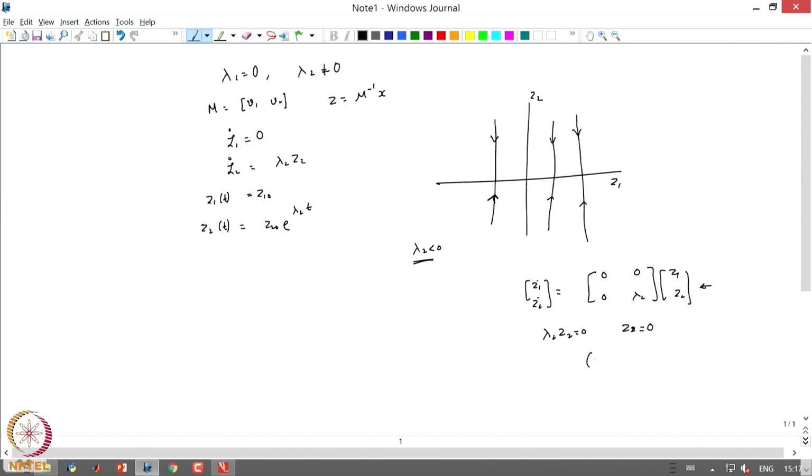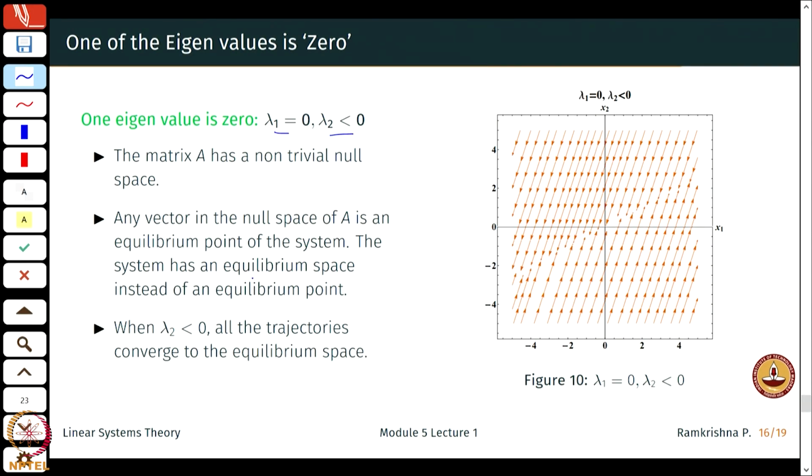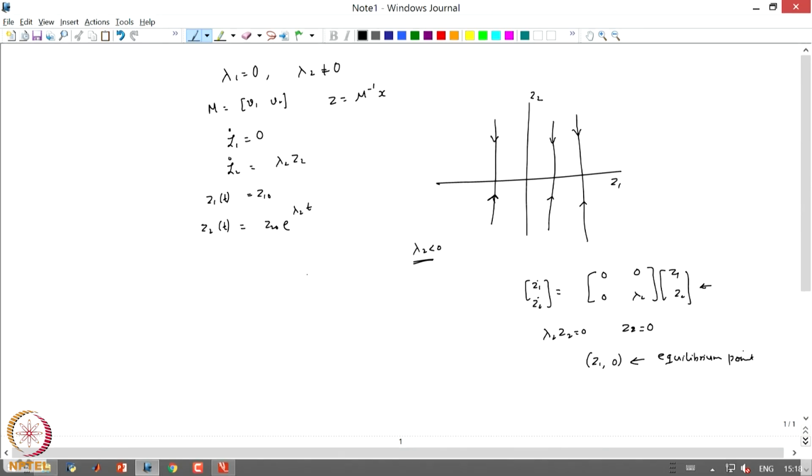So, any point of the form z1 comma 0 is an equilibrium point of the system, or in general here I will have an equilibrium space instead of an equilibrium point, right. So, any point, take any z1 with z2 equal to 0. So, 1 comma 0 is an equilibrium, similarly is 10 comma 0, minus 10 comma 0 and so on.